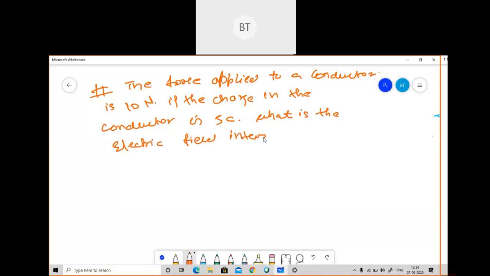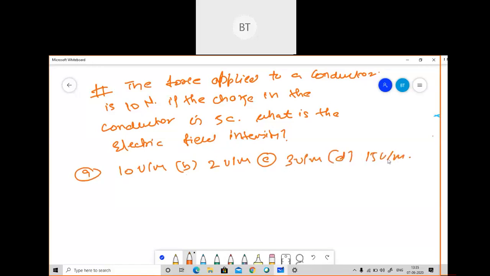intensity? The same problem we have solved. Now see the options which are given: 10 volt per meter, 2 volt per meter, 3 volt per meter, and 15 volt per meter. So this was the option. The force applied to a conductor is 10 Newton and the charge of the conductor is 5 coulomb, and they are asking you to calculate the electric field intensity. So please tell me what is the correct answer.